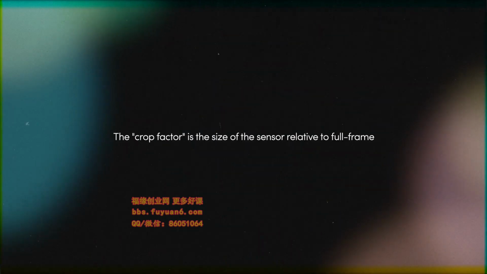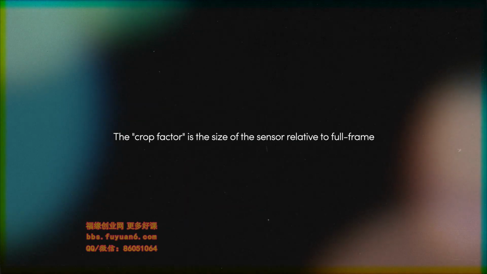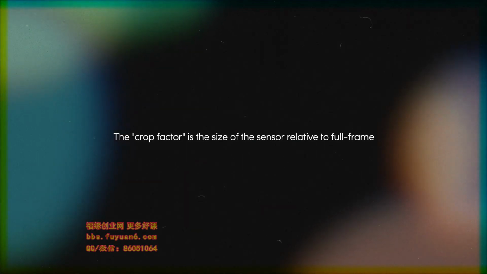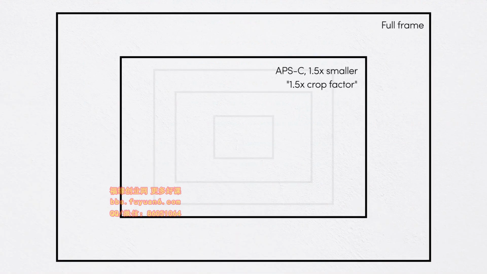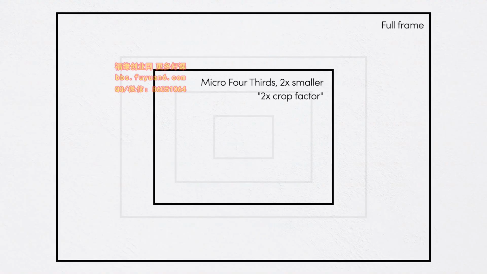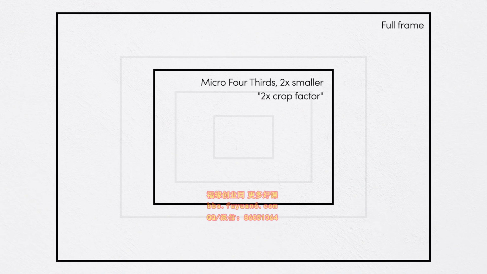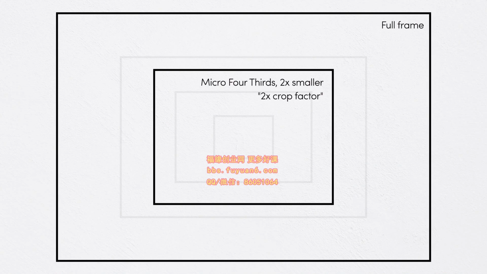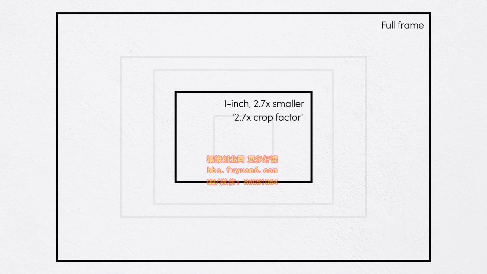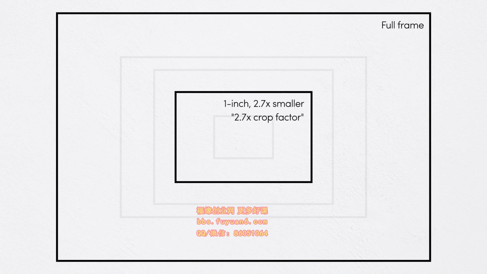The crop factor is the representation of the sensor size relative to the full frame size. So perhaps the most common crop factor sensor size is what's called APS-C, which is 1.5 times smaller than a full frame sensor in terms of its physical size. So we can then refer to the APS-C size as having a 1.5 times crop factor. Another common crop factor size is called Micro Four Thirds, or MFT. And that sensor size is about 2 times smaller than a full frame sensor. Another common size is the 1 inch sensor, which is about 2.7-ish times smaller than a full frame sensor.